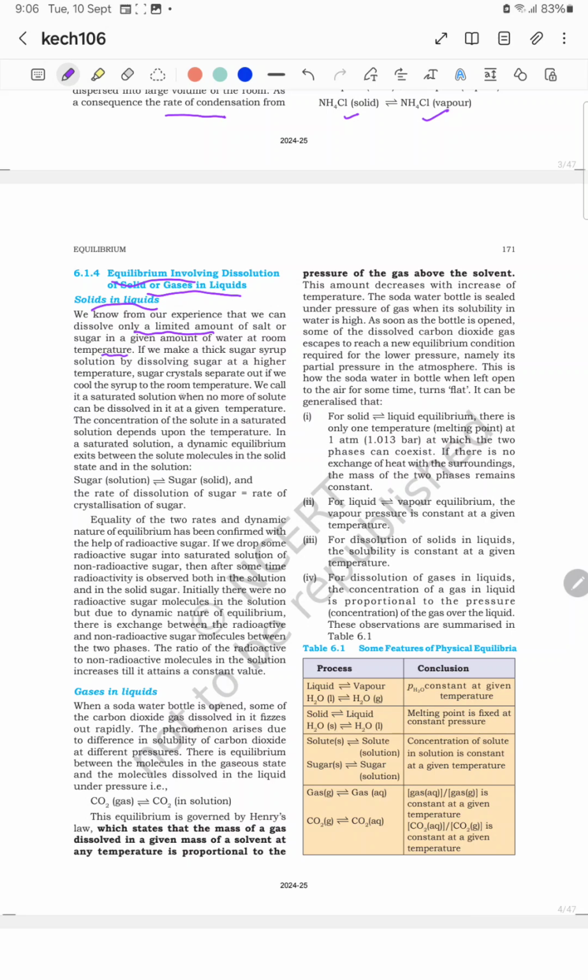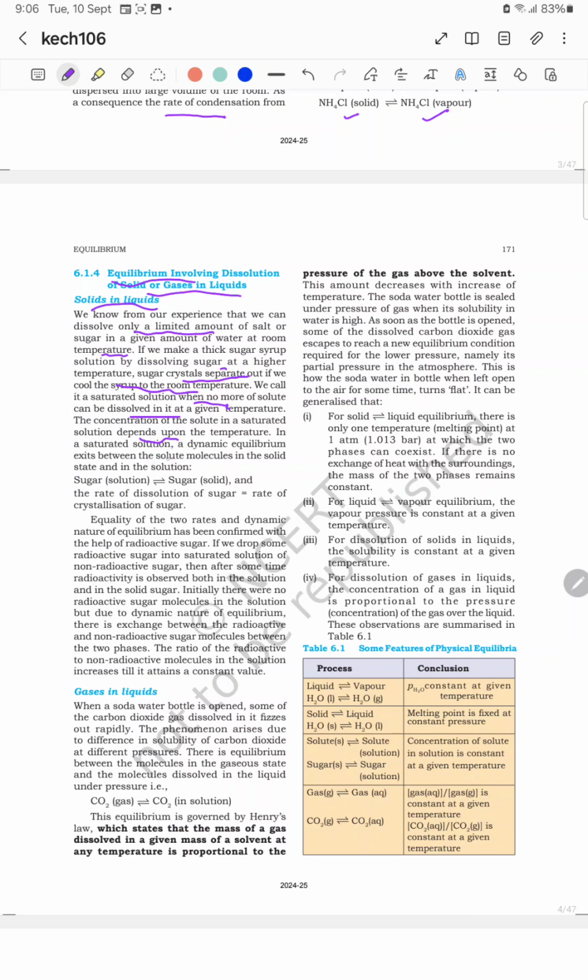We make a thick sugar syrup solution by dissolving sugar at a higher temperature. Sugar crystals separate out if we cool the syrup to room temperature. We call it a saturated solution when no more of the solute can be dissolved in it at a given temperature. The concentration of solute in a saturated solution depends upon the temperature.